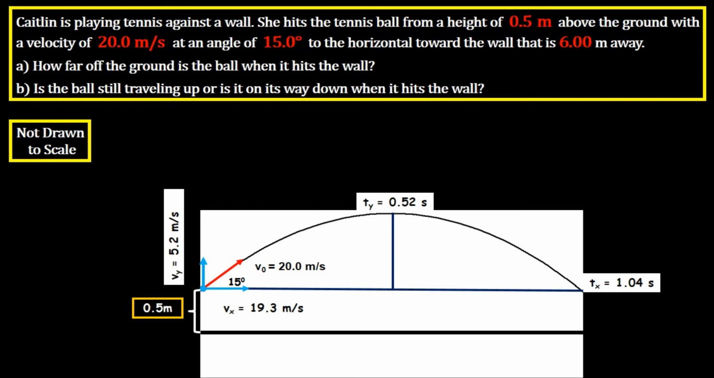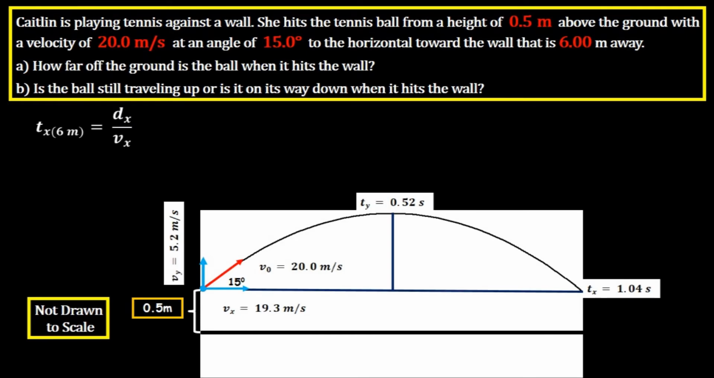So this is the question. How long is it going to take to go 6 meters? What's going to be the tx at 6 meters? Well, I'm going to say 6 meters divided by 19.3 meters per second, about a third. So the time it takes to go the 6 meters will be a very important time to have. And I see quite readily that it's going to be about a third.